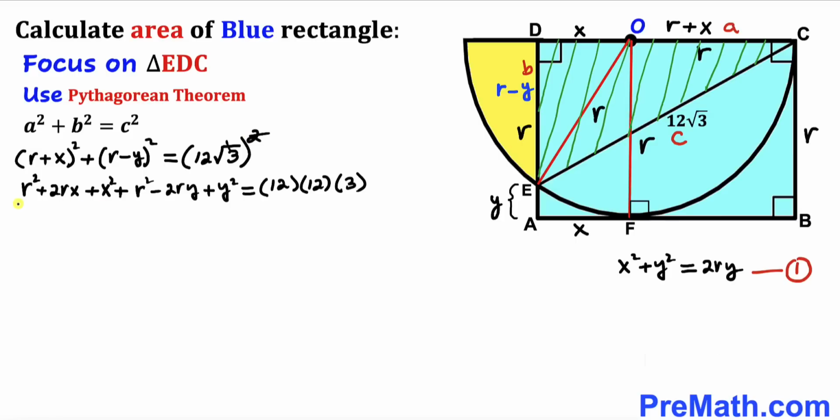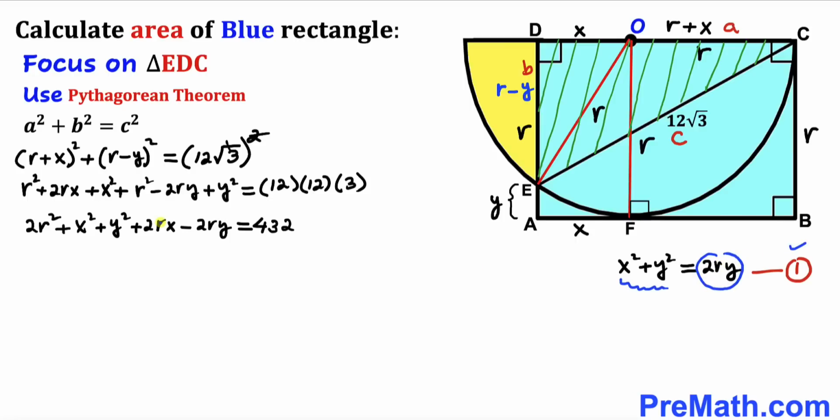Now let's go ahead and combine the like terms. R square and r square is going to give us 2r square. Now let me go ahead and write down x square plus y square together over here. I'm going to write down x square plus y square. And then I'm going to write down plus 2 times rx minus 2 times ry, and we multiply on this right hand side. That is going to give us 432.